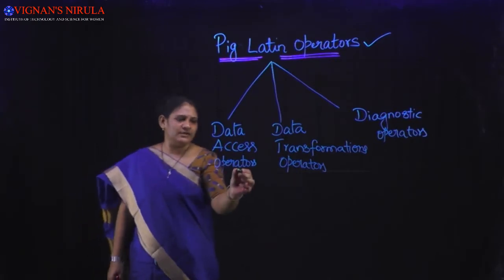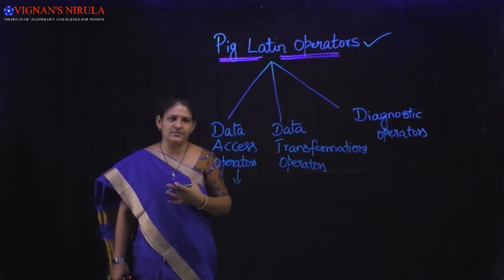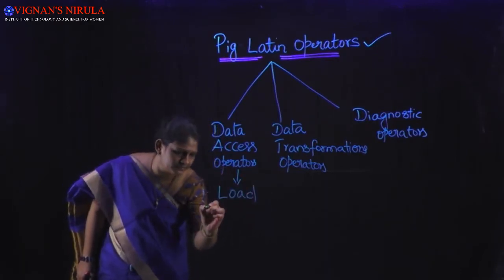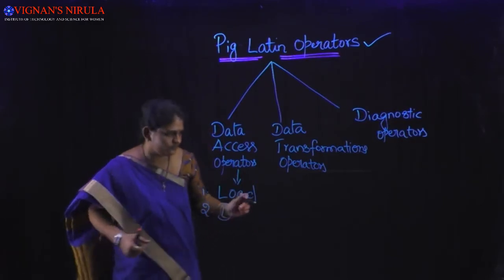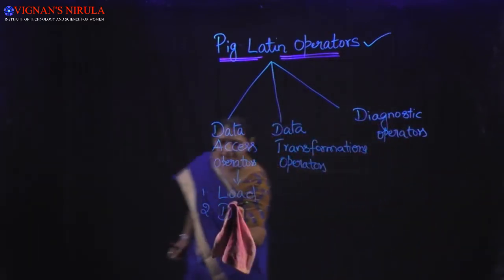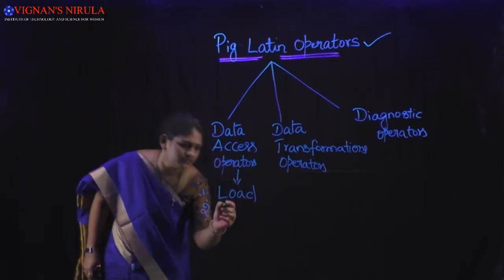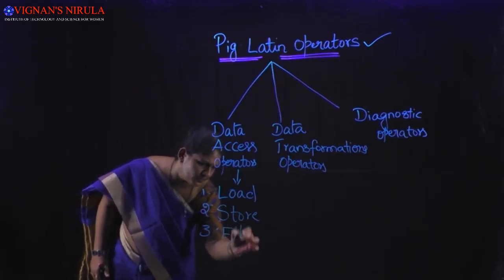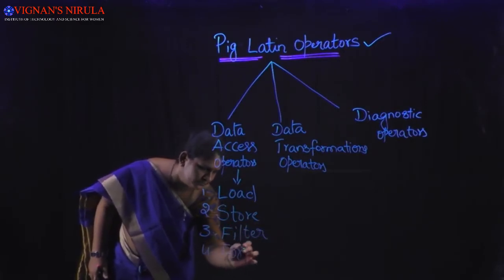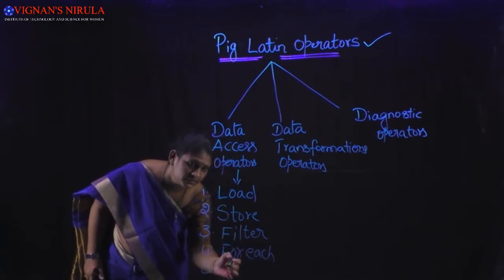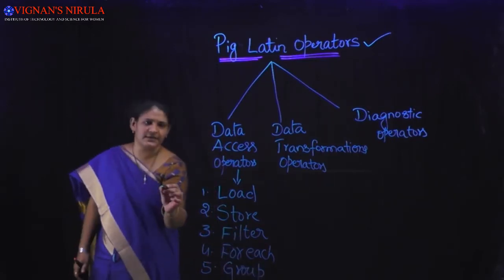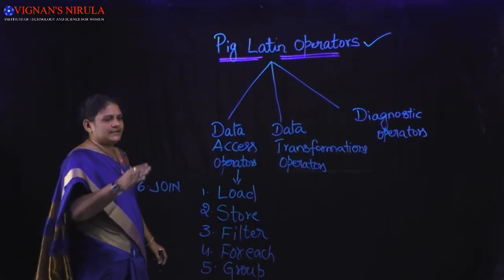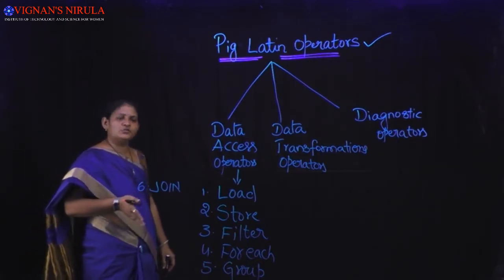In data access operators we have many operators. Among those, I am listing the major operators over here. One is the load operator, the second one is the store operator, the third one is the filter operator, the fourth one is the foreach operator, the fifth one is group, and the sixth one is join. These are the different data access operators which we are going to discuss in the next 2 or 3 lectures.